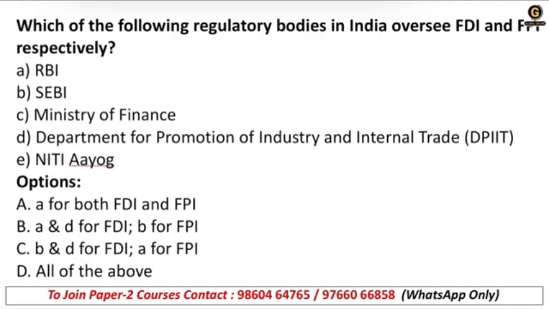Next question. Which of the following regulatory bodies in India oversees FDI and FPI, respectively? RBI, SEBI, Ministry of Finance, Department of Promotion of Industry and Internal Trade, DPIIT, or NITI Aayog. So the right answer is option B, A and D for FDI, B for FPI. A and D for FDI, and B, SEBI for FPI.